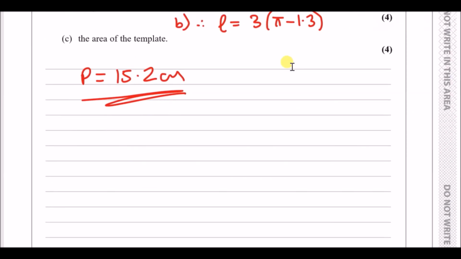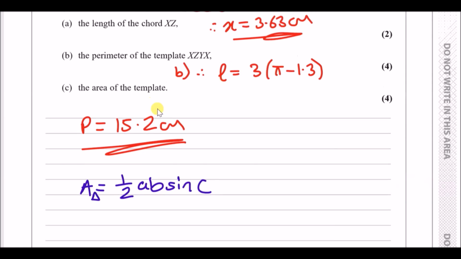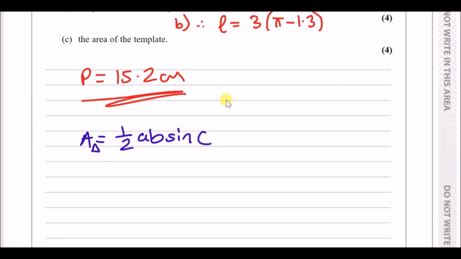Well, the general formula for a triangle is always half ab sine C, where C is the angle between a and b. So looking back here, let me just put a little triangle here. Look at this triangle. Since we know that the angle is 1.3, the lengths either side of the angle are going to be 3 and also 3. So this is going to equal half times 3 times 3 times sine of the angle, which is 1.3 radians.